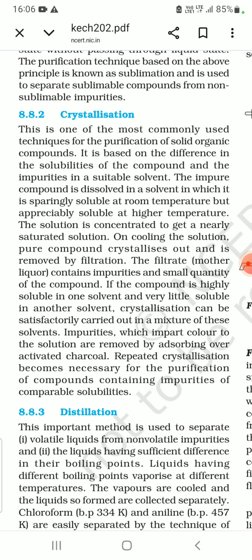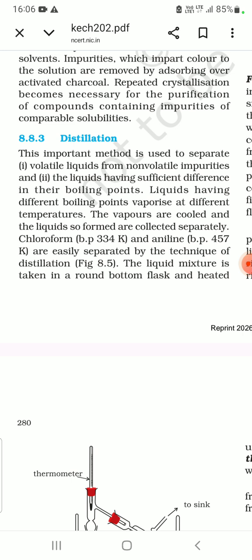Second is distillation. In distillation, this is important to separate the volatile liquid from the non-volatile impurities. So it separates the volatile liquid from non-volatile impurities. And secondly, liquids having sufficient difference in their boiling points are also separated by distillation. Examples are chloroform and aniline, and they are separated by simple distillation.